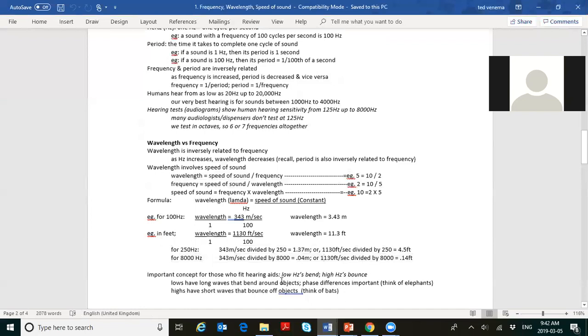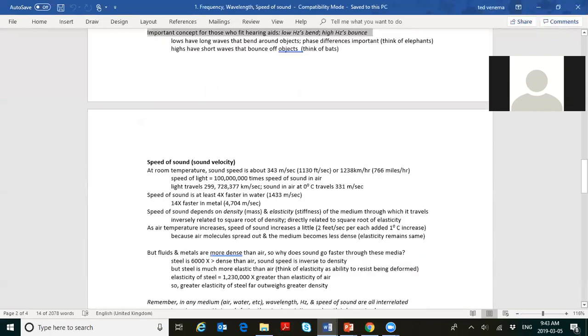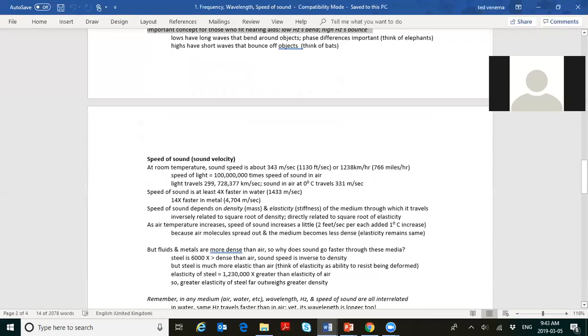Okay? So an important concept to remember for hearing aids is that lows bend and highs bounce. That's another thing. Just put a star by that one. So don't worry about this stuff, but oh yeah, this one you need to know. Okay, right there. That one's good to know.